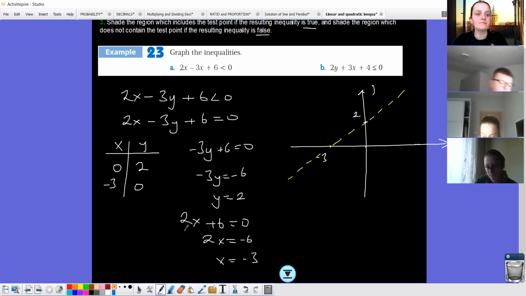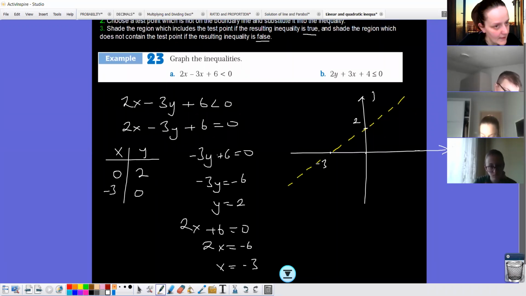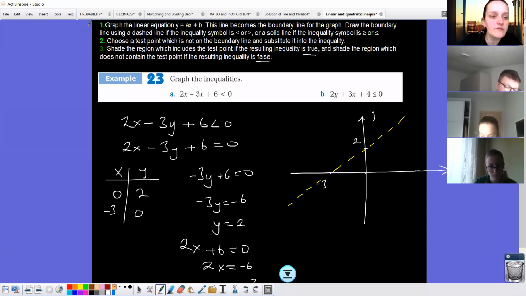Okay, we find 2 points and then we draw the line. Yes, it is enough to know the line only, the other points we don't need. And because it is not closed, we draw it with a dash. Yes, now we did the first step.